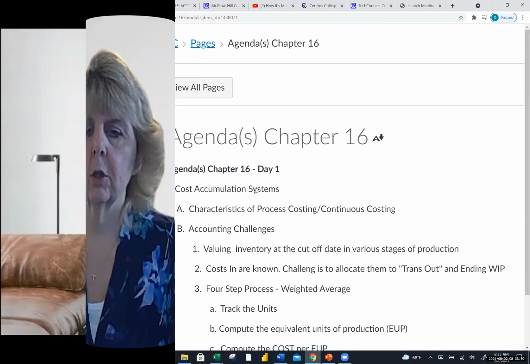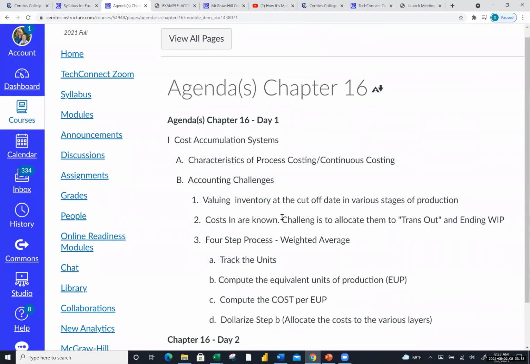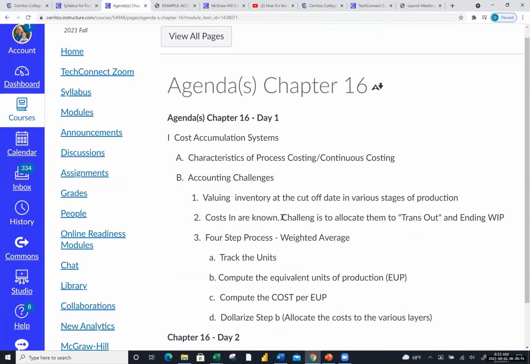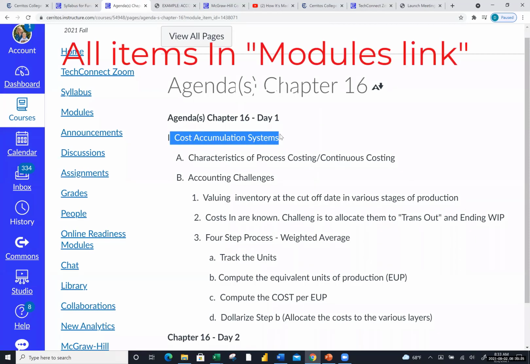All right. Agenda. I use this to organize myself and then for you guys to use as a test review to go back and make sure that you can do all the things that we talked about. So today we just mentioned that we're talking about 2 major cost accumulation systems. We've covered job order costing. I've seen probably about 10 of you complete the homework on chapter 15. It looks pretty good. Today we're going to focus on the other cost accumulation system.